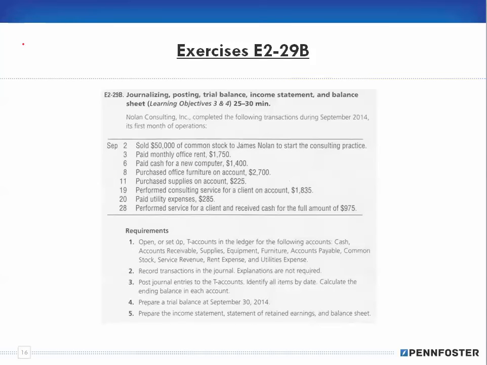So 9.6, it says paid cash for new computer, 1,400. All right. So am I affecting cash? Yes. Is it increasing or decreasing? Well, I'm paying cash out, so it's decreasing by 1,400. So that means I'm going to credit cash for 1,400.